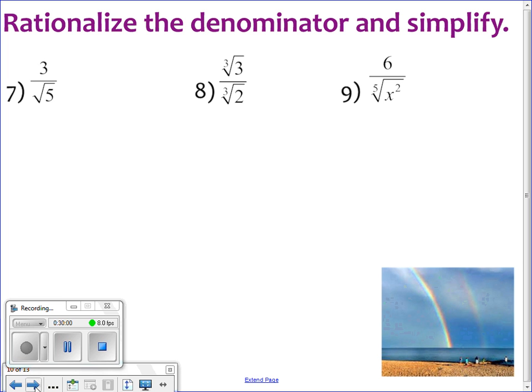So number 7, and again, these are starting out so that there's no simplifying that can be done from the start. We're just going to practice the rationalizing part. Looking at number 7, I have a radical 5 in the bottom. This is what we've done in the past. What would you do to get rid of it? Yeah, you would multiply top and bottom by radical 5, right? We've done that in the past. You can probably do that with your eyes closed at this point, right?